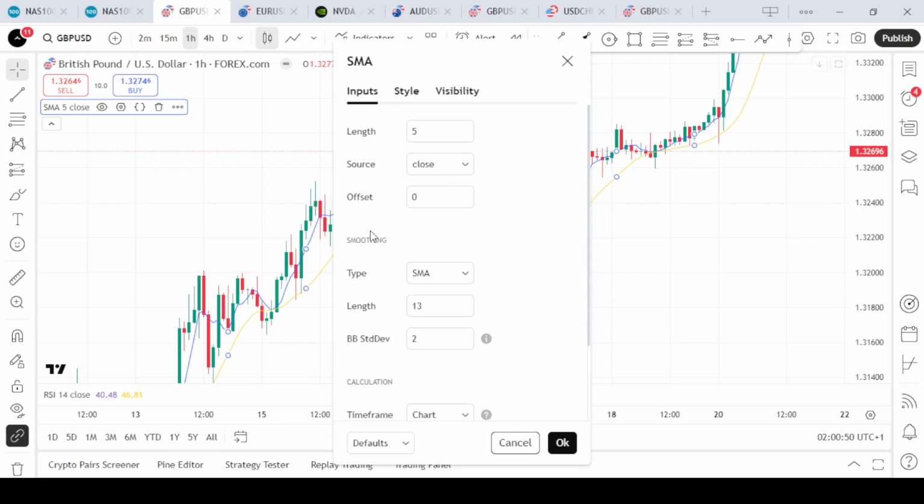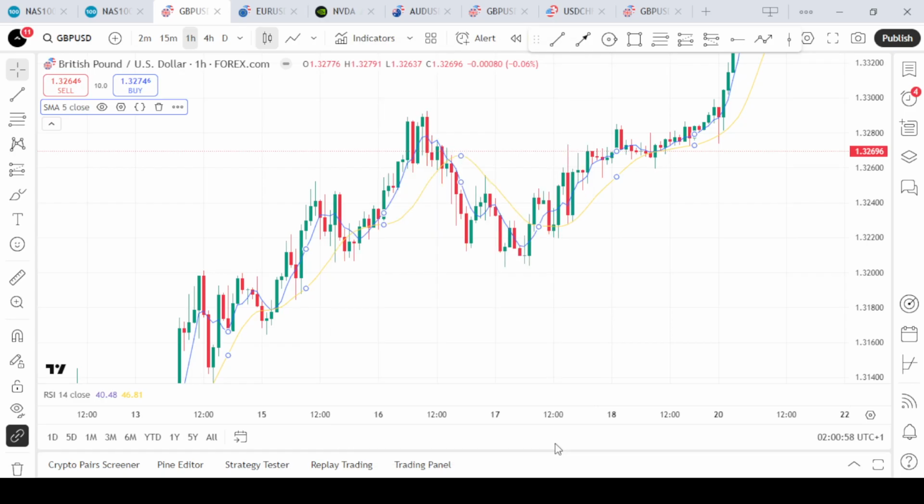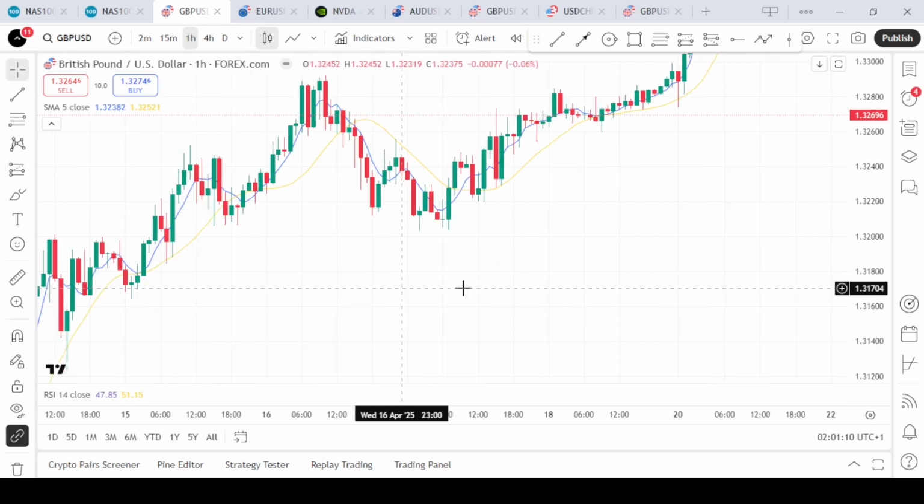A common combination we can make use of is the 5 period simple moving average and the 13 period simple moving average. Now, these short periods help identify rapid changes in the market direction, which is crucial for day traders who need to make quick decisions.